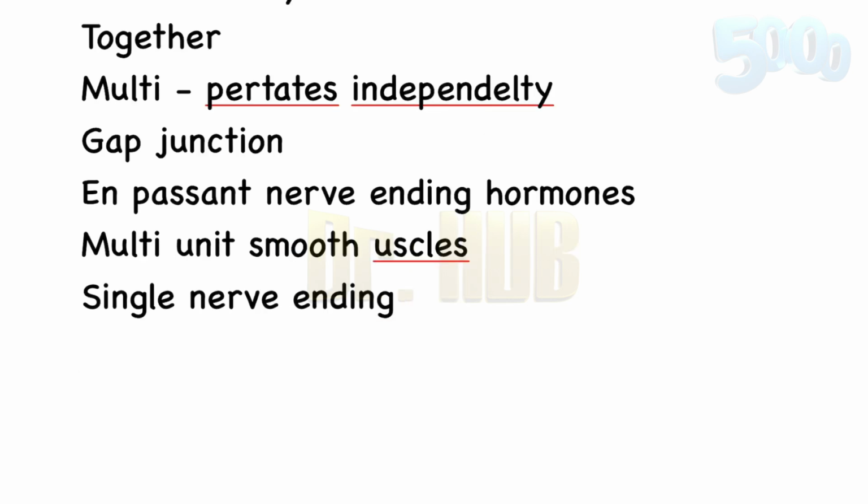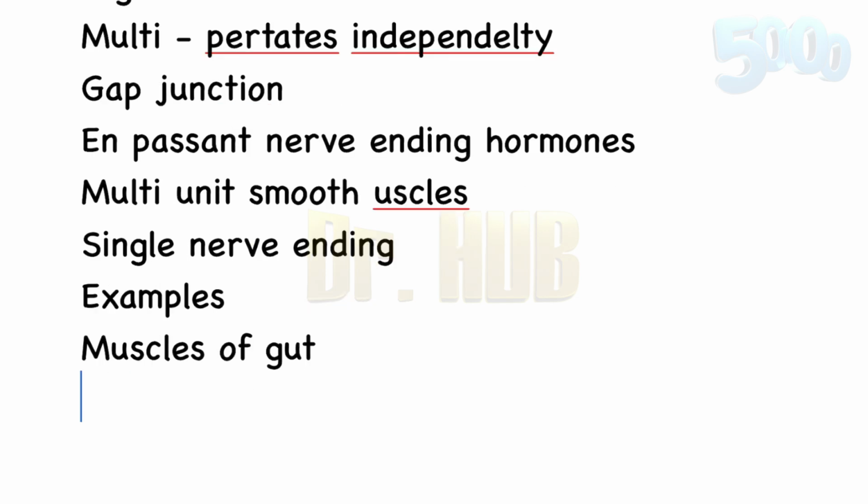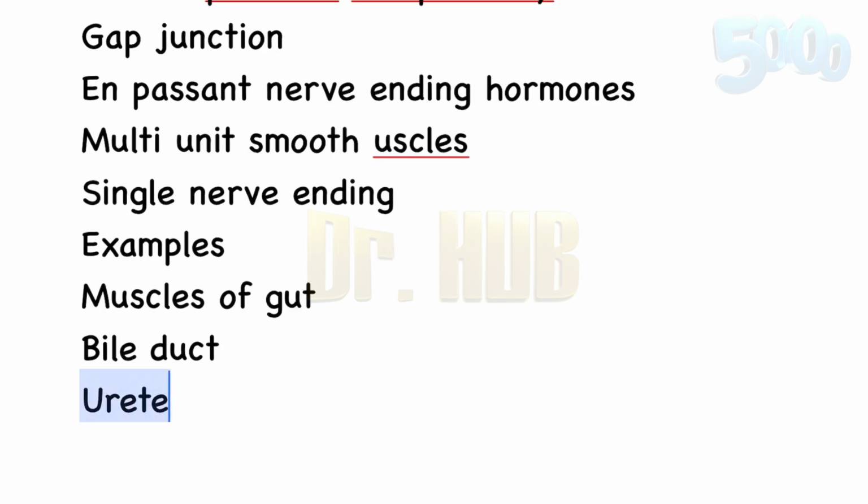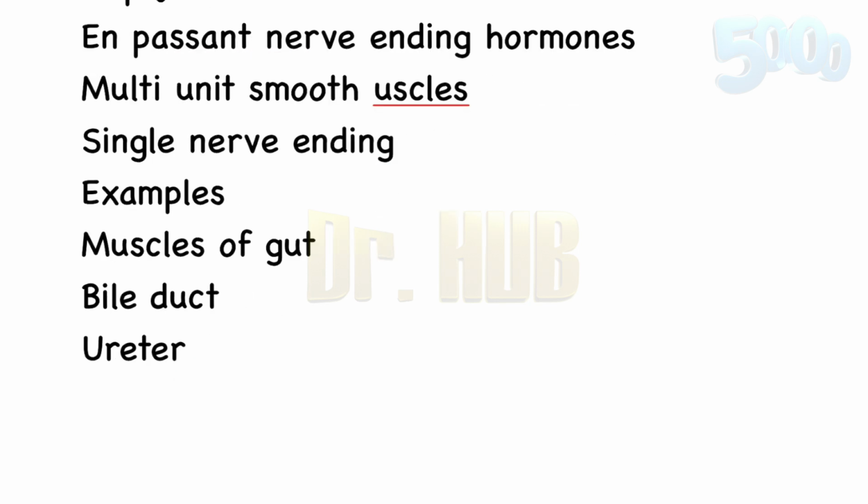Next, when you look at the examples of the single unit, or unitary, or visceral smooth muscles, the example is the muscles of the gut. So muscles of the gut is the example. Then the bile duct, then the ureter, and many blood vessels. That's the hollow viscera. Everything is made of single unit, unitary or visceral smooth muscle.